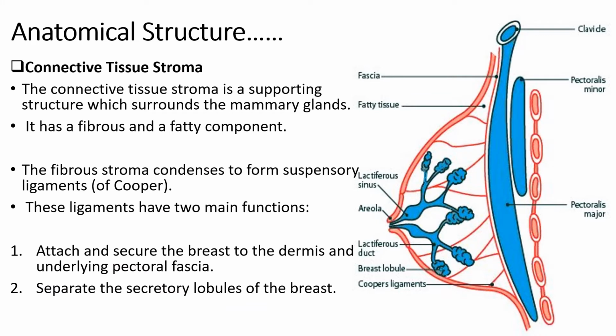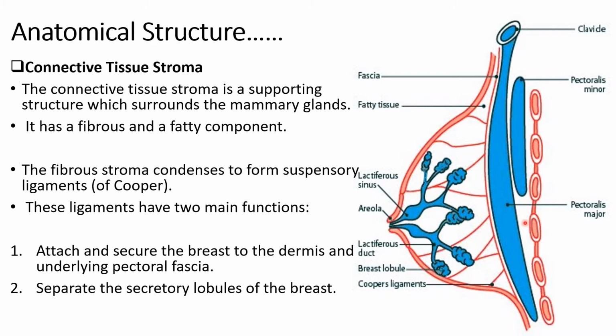About connective tissue stroma. The connective tissue stroma is a supporting structure which surrounds the mammary glands. It has a fibrous and a fatty component. The fibrous stroma condenses to form suspensory ligaments known as ligaments of Cooper. These ligaments have two main functions: attach and secure the breast to the dermis and underlying pectoral fascia. The second function, separate secretory lobules of the breast.